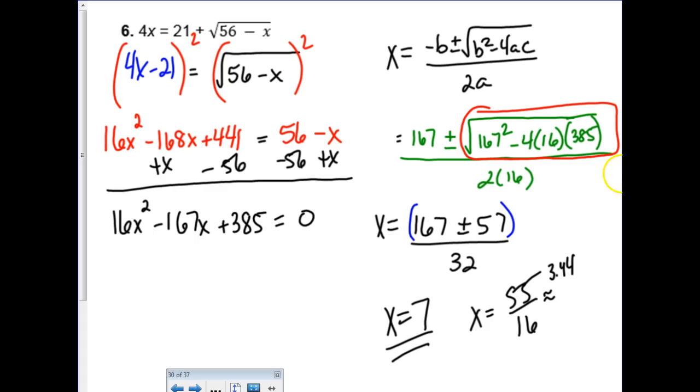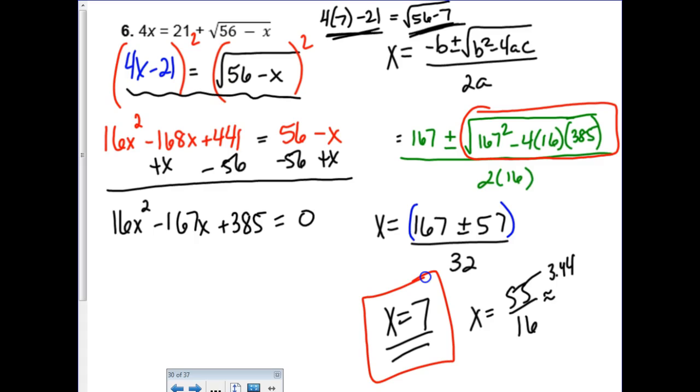x equals 7. If you plugged it in, and you can go to any line in your work before you squared. Like for me, I like to go to this line right here before I squared. So if I plug in a 7, I get 4 times 7 minus 21 equals the square root of 56 minus 7. Let's figure that out. This is 7. And this is the square root of 49, which is also 7. So check, x equals 7 works.